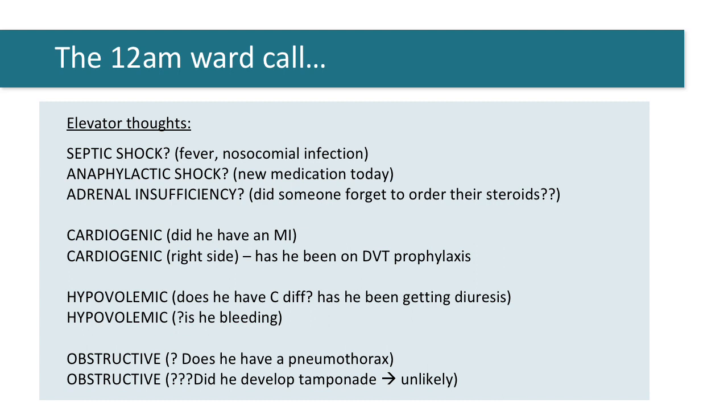Or is this something completely different, like a cardiogenic shock because he had a recent MI? Or does he have right-sided heart failure? Has he even been on DVT prophylaxis? Is this hypovolemia? Does he have C. diff as a result of antibiotic use, or has he been getting over diuresis?